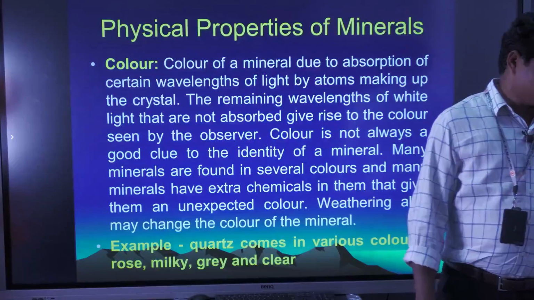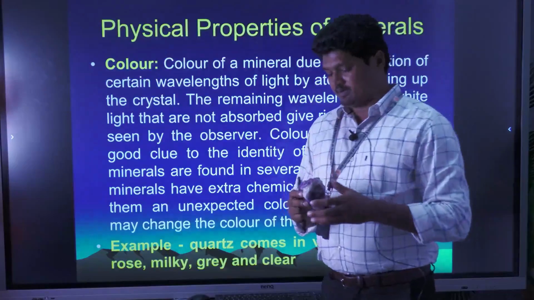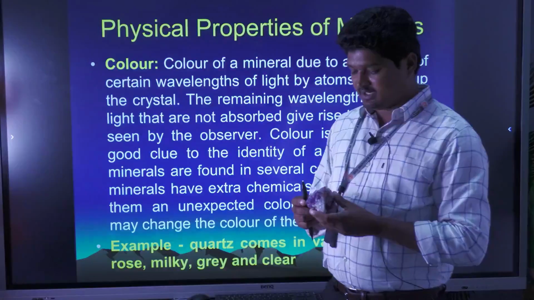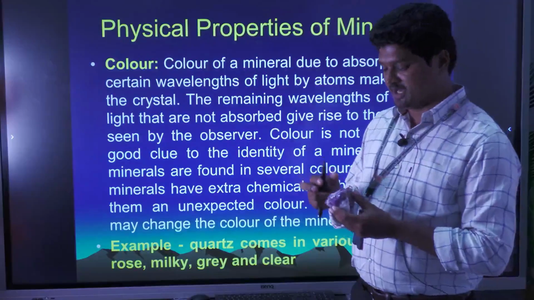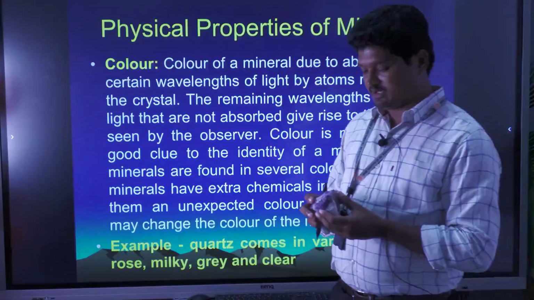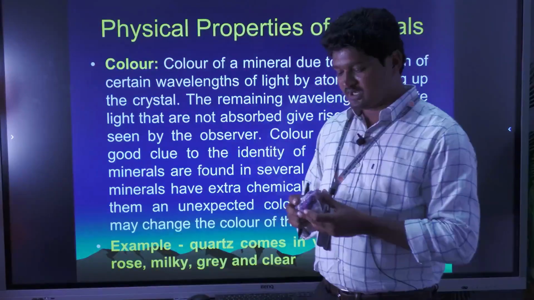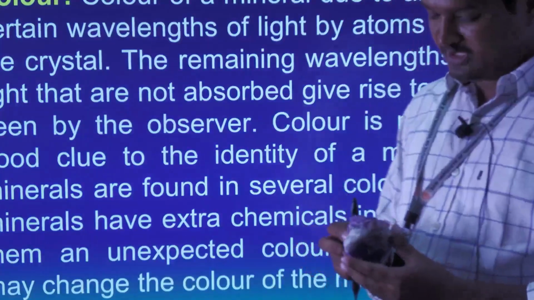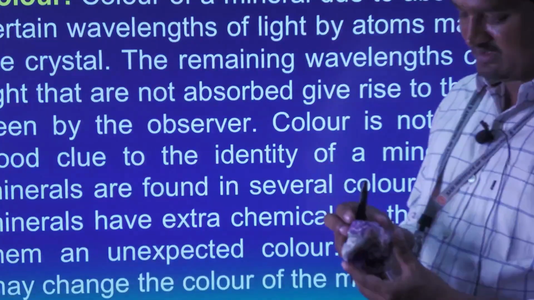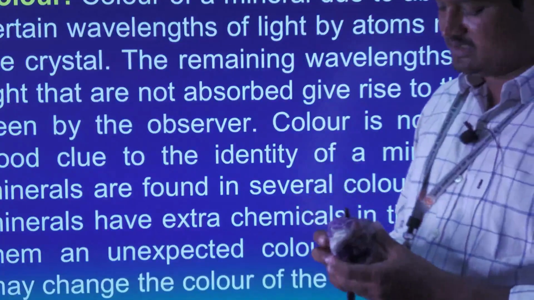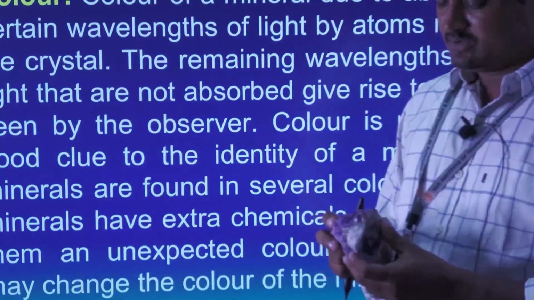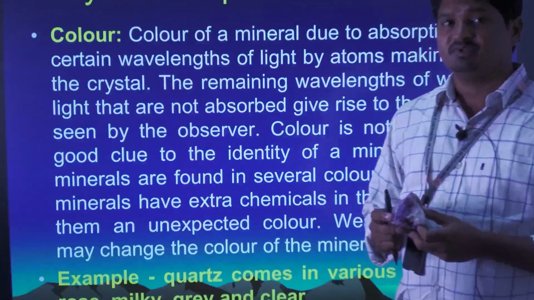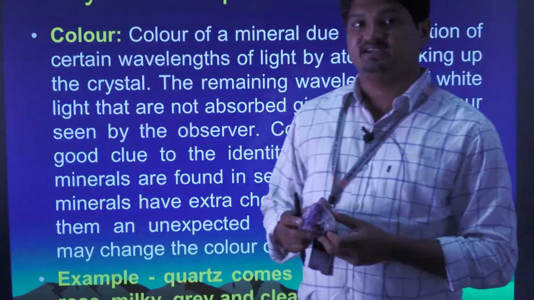Color means that when you observe a mineral, it absorbs some light. If you have light, we are able to identify the color; without light, we are unable to find any color. For example, a mineral absorbs some wavelengths and reflects the rest. Different minerals have different colors.